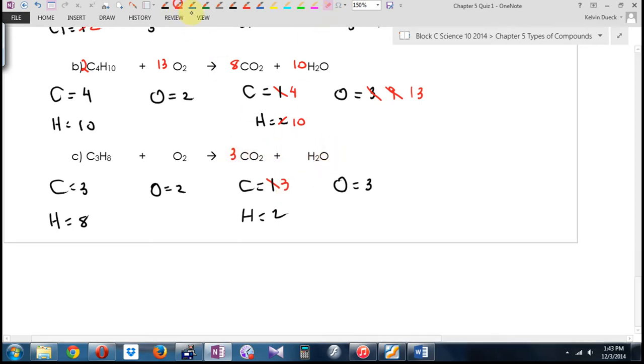Nice and loud with authority. I guess, right? Sure. How many H's on the left? 8. How many H's do I need on the right? 8. How can I do that? Put a 4 there? 8. Okay, now how many O's? 6 plus 4. Oh, this is even much easier. How can I change this into 10 O's?